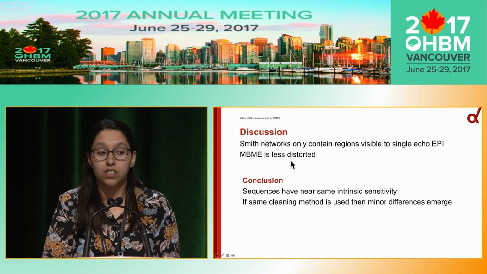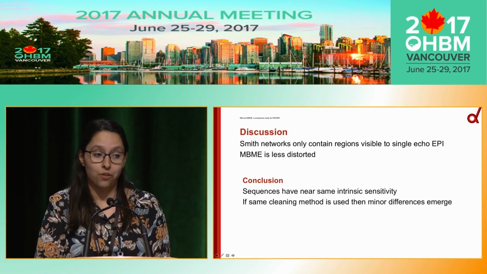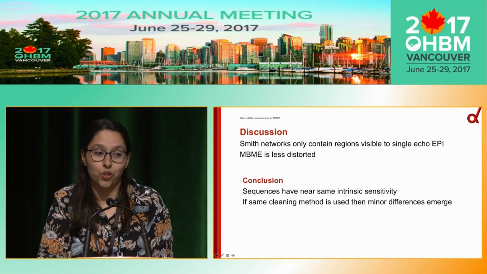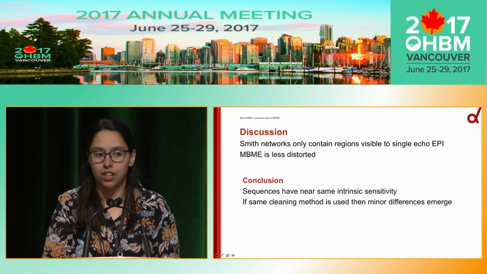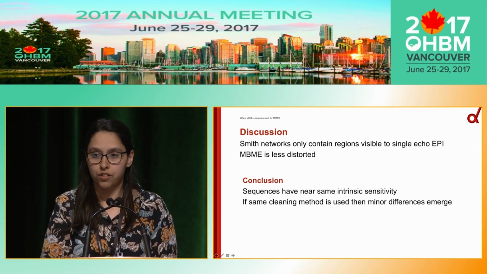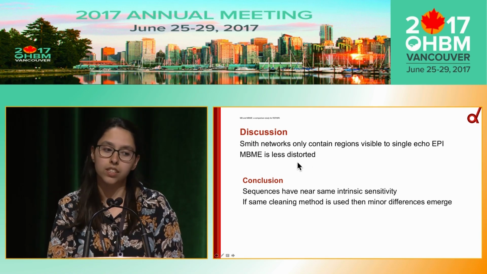And lastly, if there is no difference between multiband multiecho and multiband, then I would recommend multiband multiecho, because it is less distorted and you have more signal, and then you will have a better co-registration, and it will improve the group analysis anyway. So that would be the discussion point.